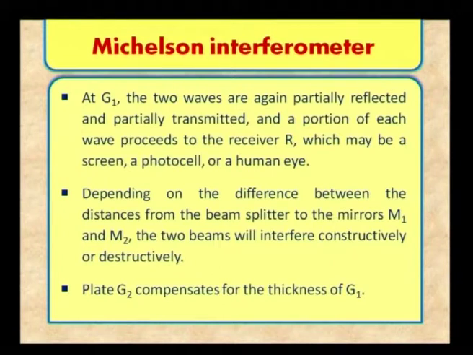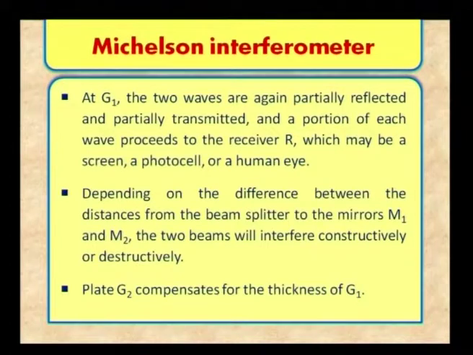So let me go back to the old slide. Depending on the distances of the mirrors M1 and M2, the two beams will interfere constructively or destructively. Plate G2 compensates for the thickness of G1, so it is called the compensator. At G1, the two waves are partially reflected and partially transmitted. As I told you, G1 is a semi-silvered glass plate which will partially allow the light ray to go and be incident on one of the mirrors. Then part of the light ray will be reflected, because it is semi-silvered, and will take this route and go to the other mirror.